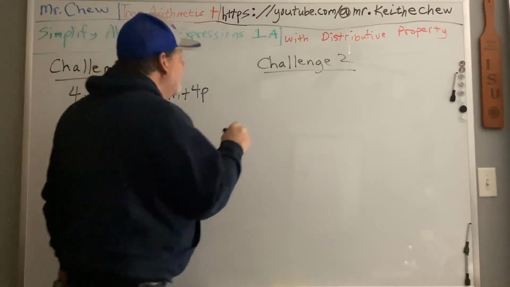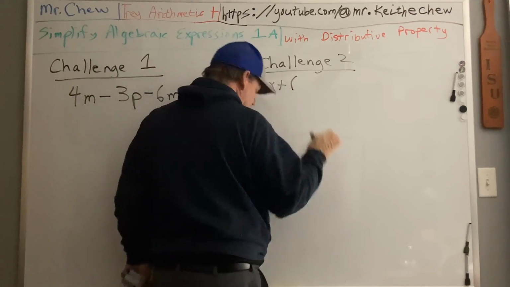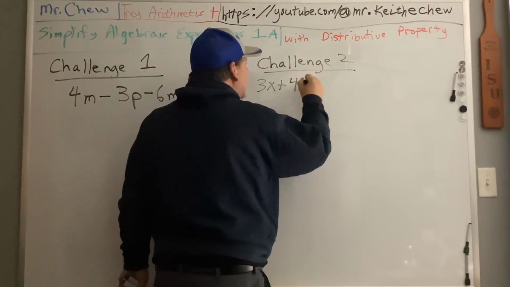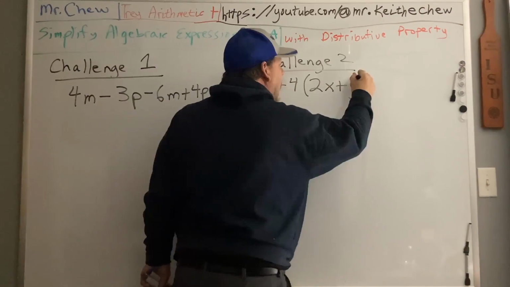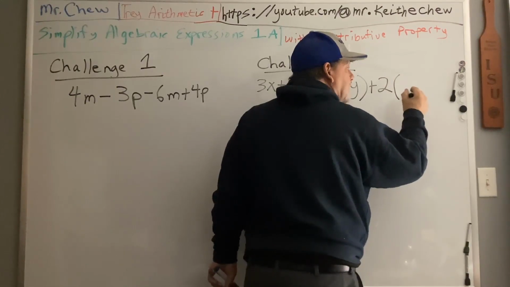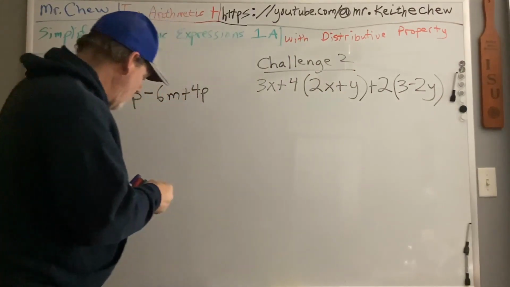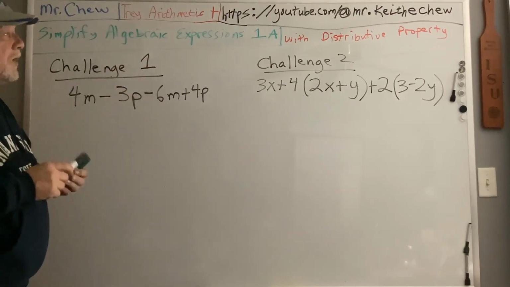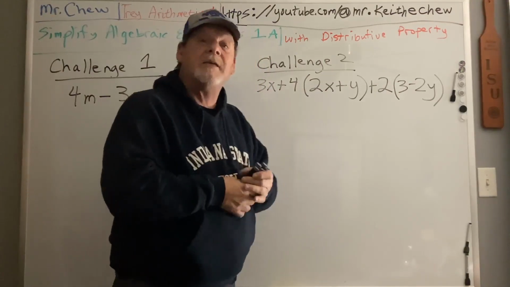Challenge 2 will be 3x plus 4 times the quantity 2x plus y plus 2 times the quantity 3 minus 2y. So this one is a simple combining like terms when you're simplifying the algebraic expression. This one you have to do the distributive property twice, and then be careful when you're combining the like terms.